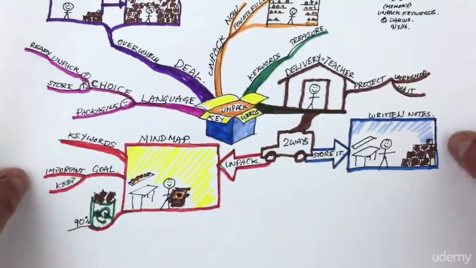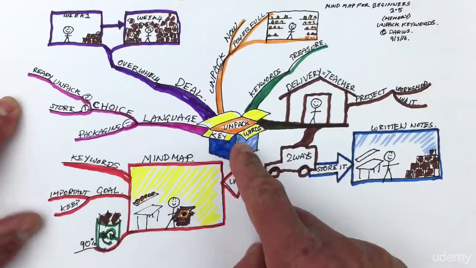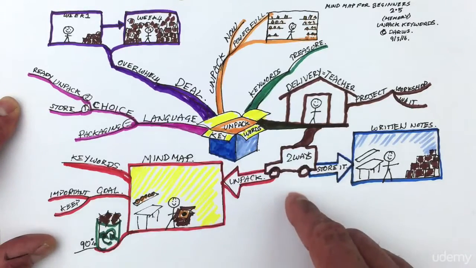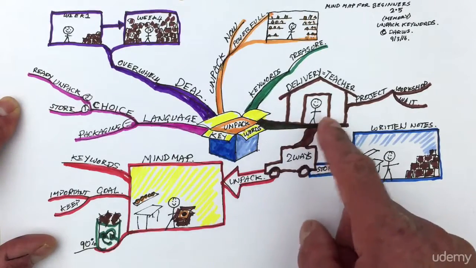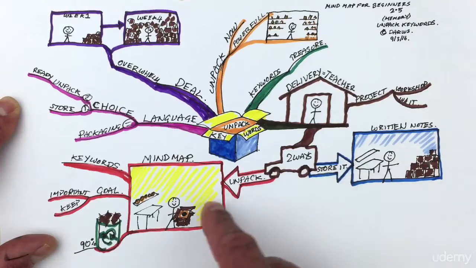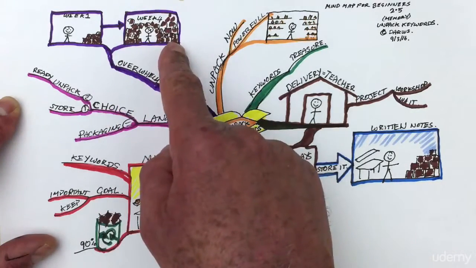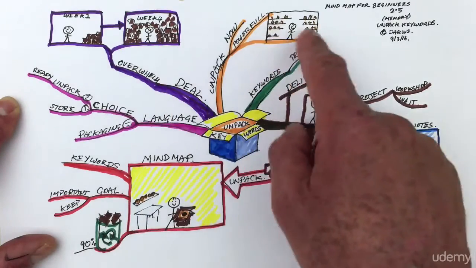In this video, we're going to have some fun. In the last video, I showed you how unpacking keywords was very helpful. It was like getting a delivery from a teacher. You could either store the information by writing notes, or you could unpack it as a mind map and save on the pile of information that stacks up, unpack it, put it on the shelf.